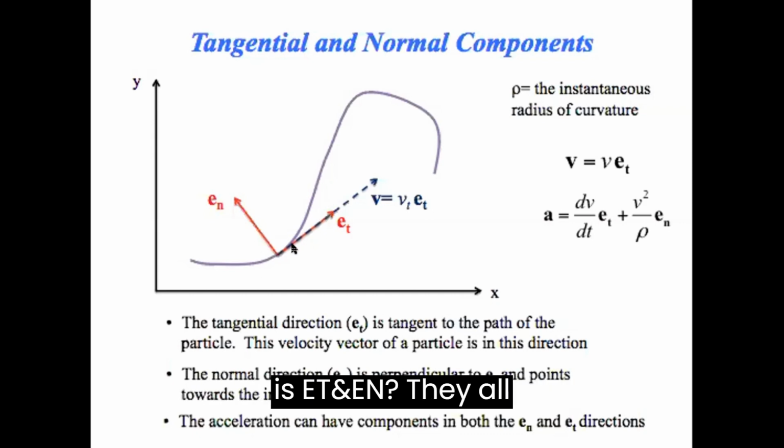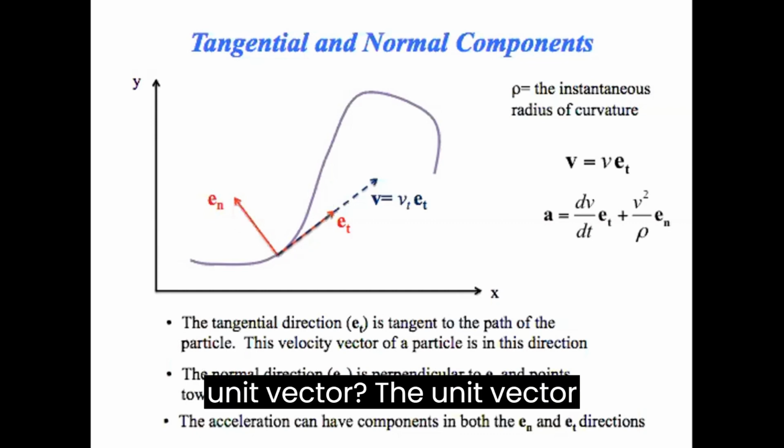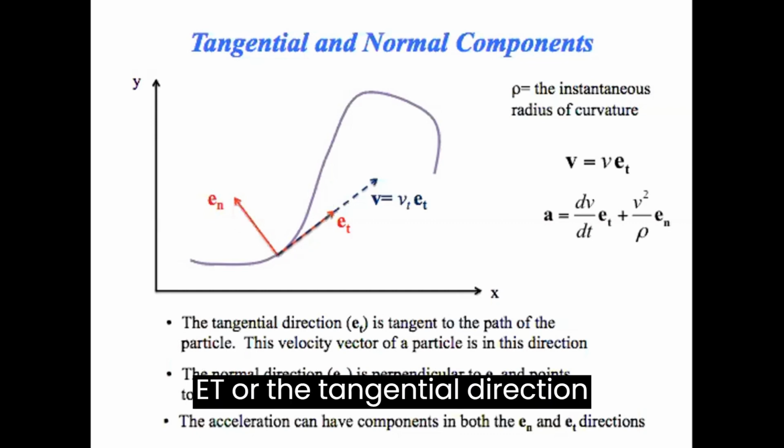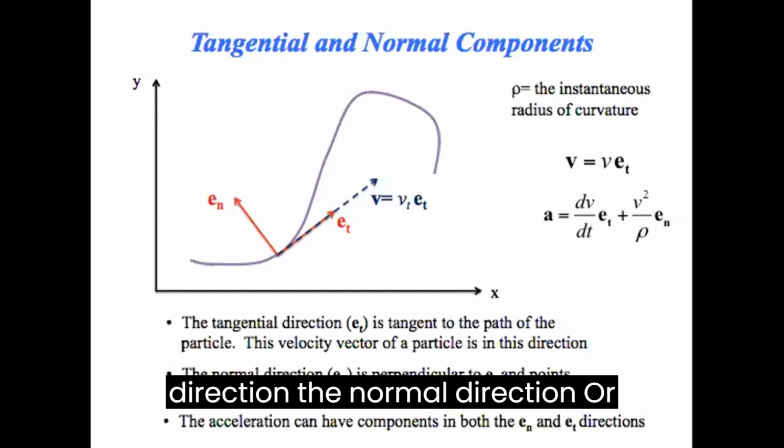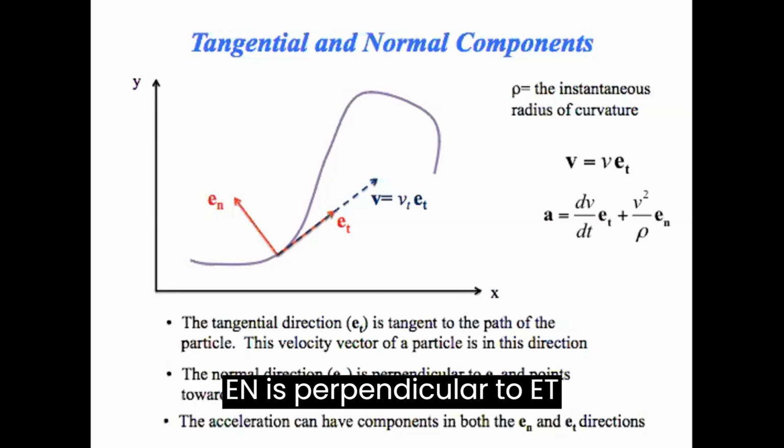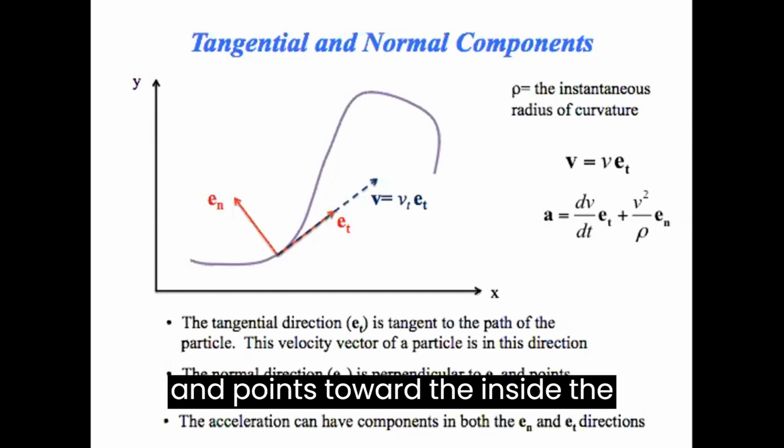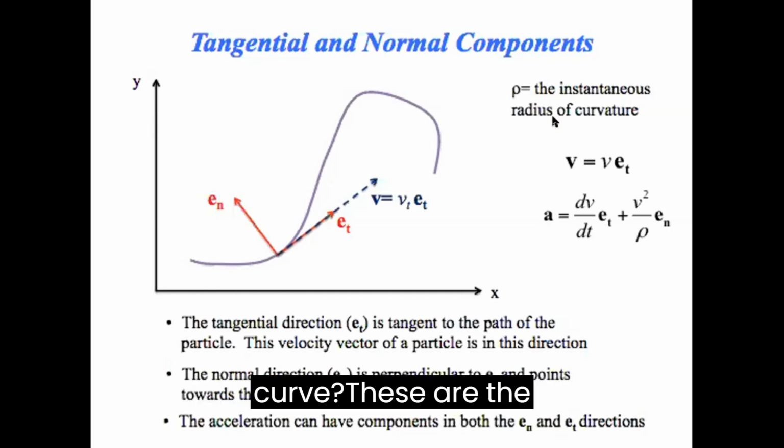What are ET and EN? They are unit vectors. The unit vector ET, or the tangential direction, is tangent to the path of the particle. The velocity vector of a particle is in this direction. The normal direction, or EN, is perpendicular to ET and points toward the inside of the curve.